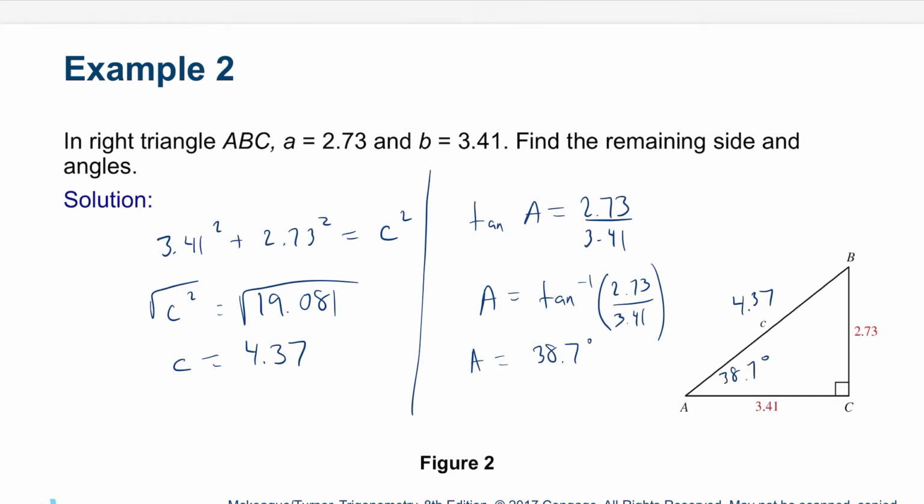And then to find the missing angle up here, angle B, you would just find the complement of 38.7. So you can subtract 38.7 from 90. And that would be 90 minus 38.7, which is 51.3 degrees. That's how you would find the missing angles.